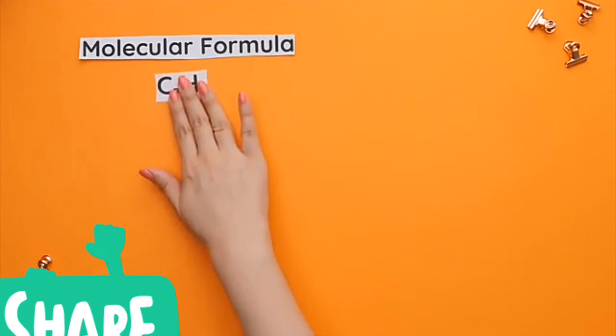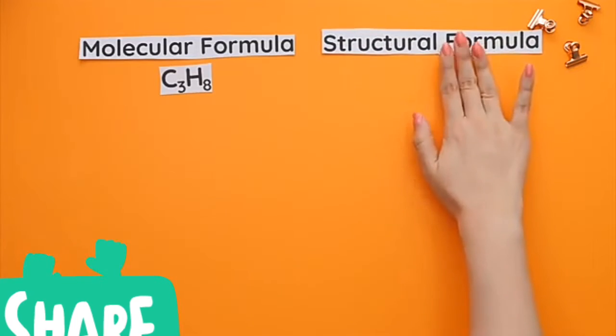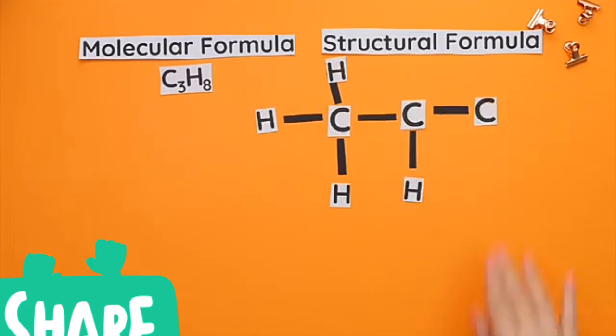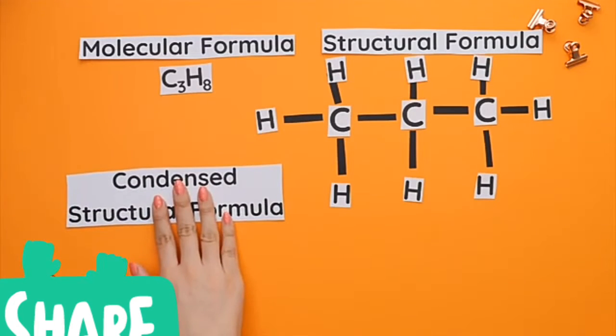The first way is the typical molecular formula. The second way is the structural formula, which looks like a typical Lewis structure. The third way is called a condensed structural formula.